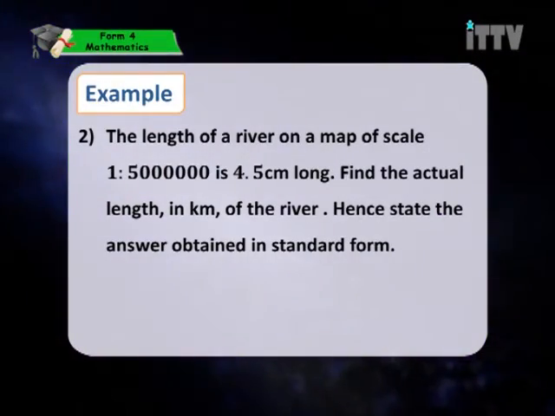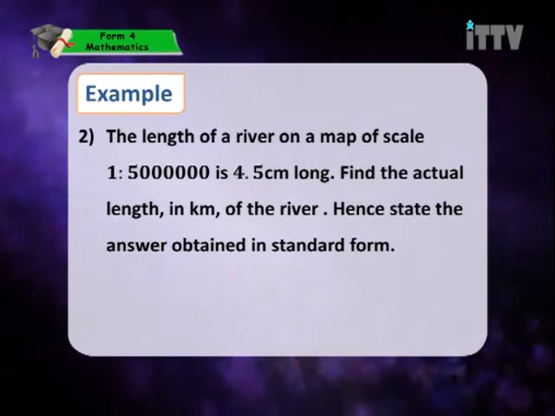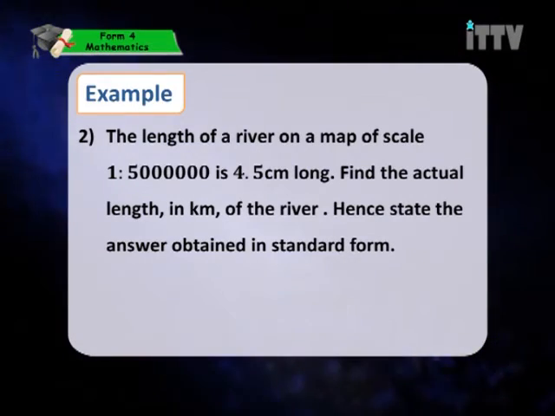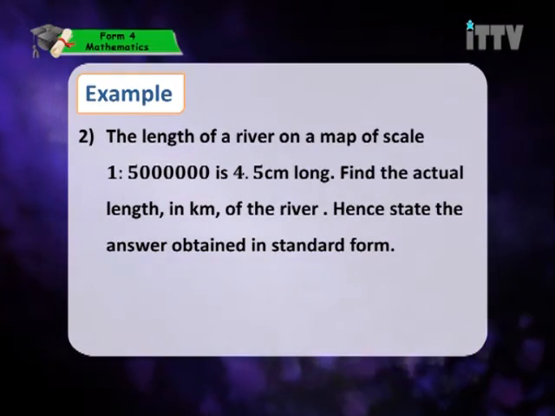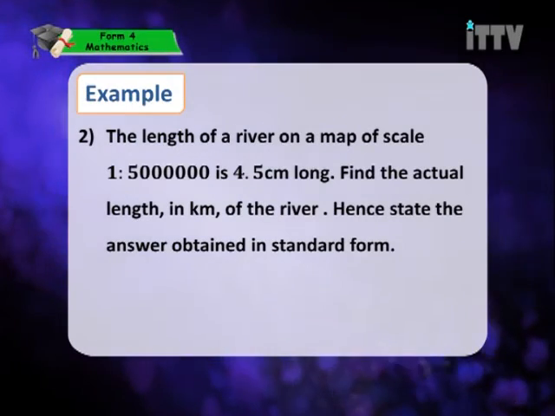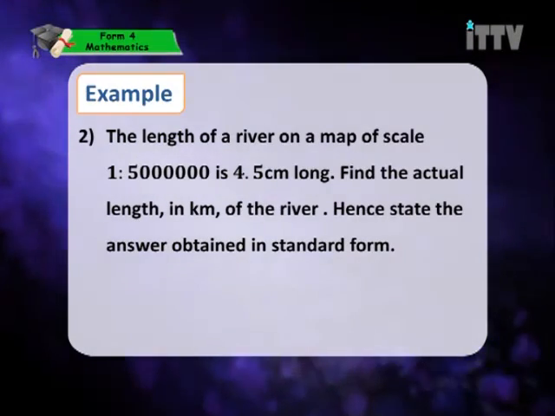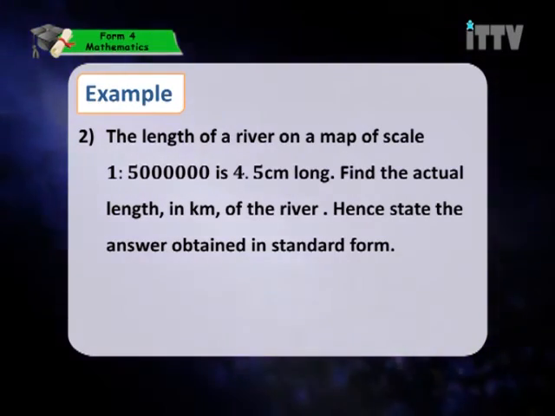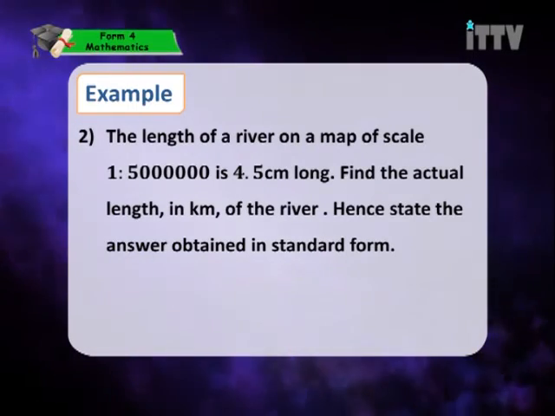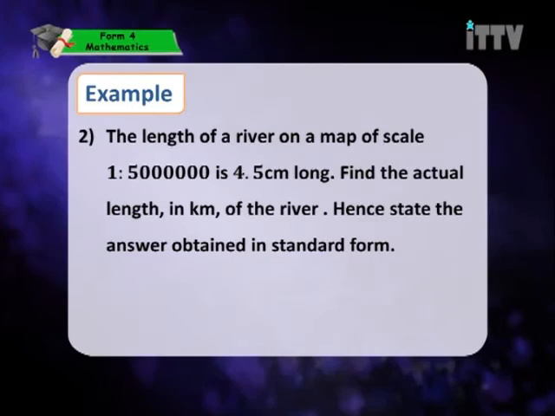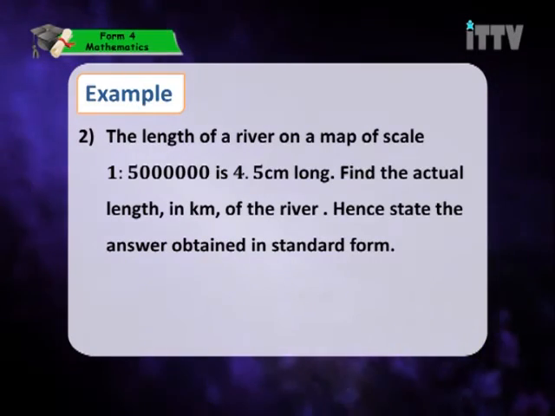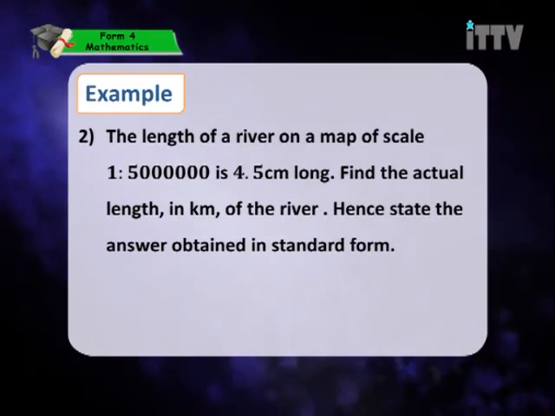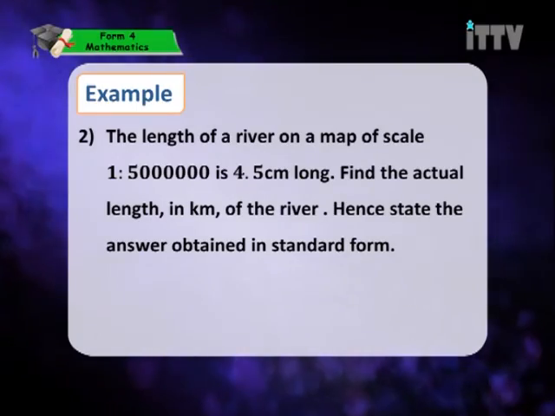Alright, now we have come to one more question. The length of a river on a map of scale 1 to 5 million is 4.5 cm long. Find the actual length in kilometers of the river and hence state the answer obtained in standard form. So we have looked at one problem earlier. This is one more problem involving numbers that require operations in standard form, and let's do this together.